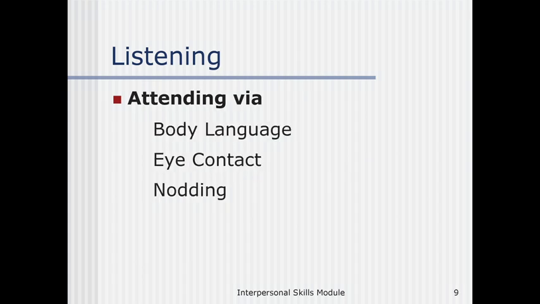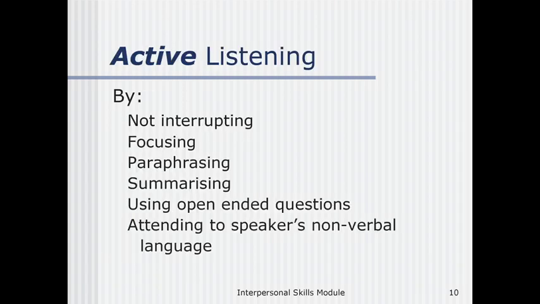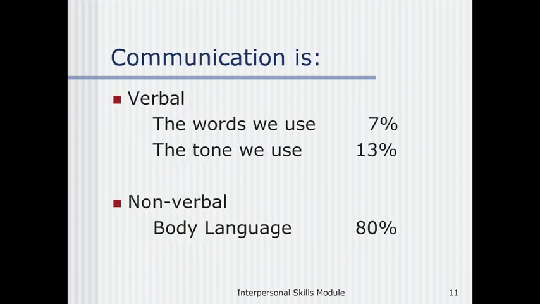So you can attend to the information, that is, you can attend using body language and eye contact or nodding, and by not interrupting. So active listening means you should not interrupt, you should focus, you should paraphrase, and you should summarize, and you should use open-ended questions, and you should attend to the speaker's non-verbal language also.